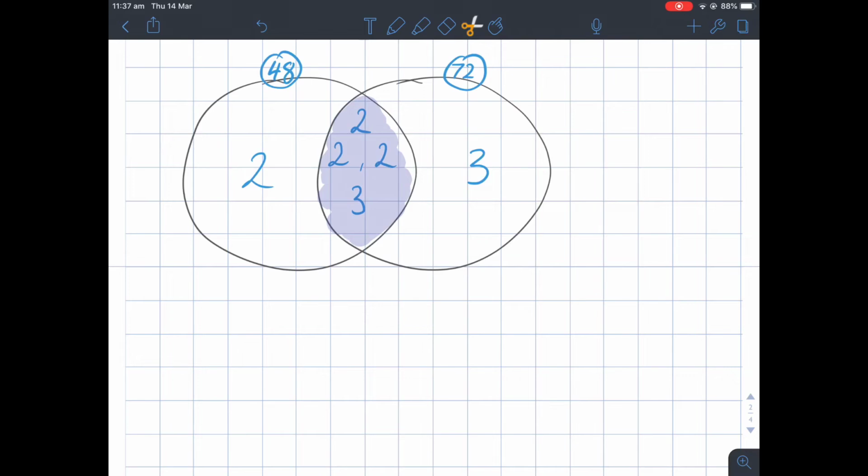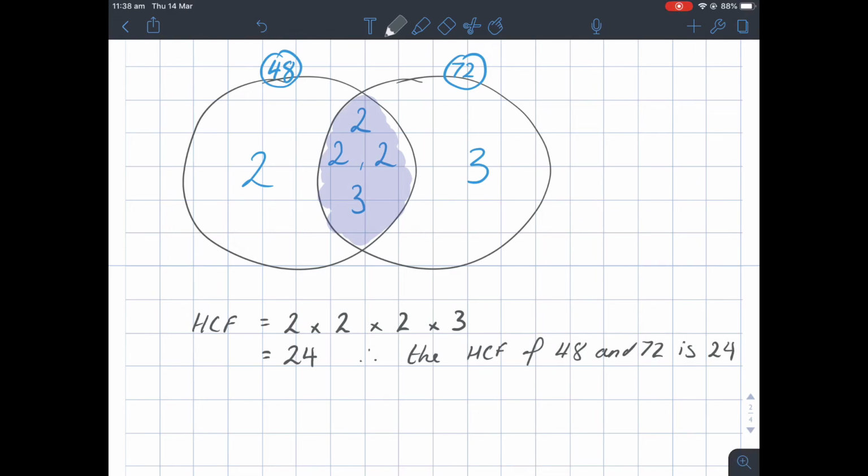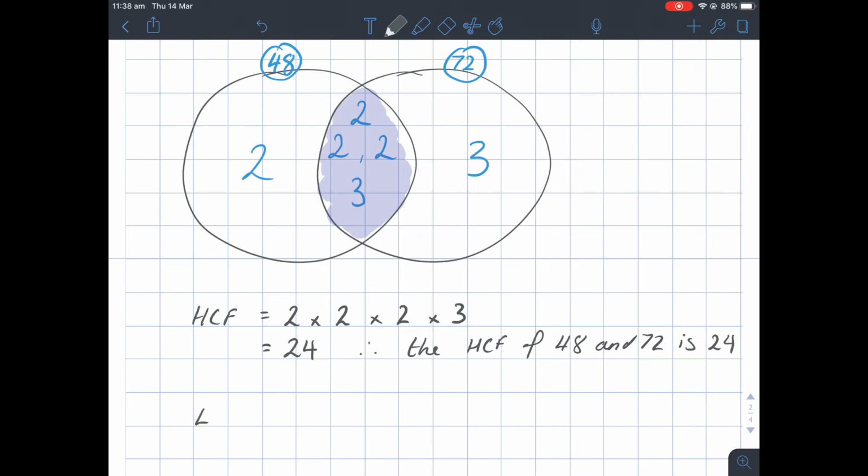Now, to find the highest common factor, we look at this common section of the Venn diagram, the part that we've shaded in, and we write that the highest common factor is equal to all of those common factors multiplied together. So we've got 2 times 2 times 2 times 3. If we work that out, 2 times 2 is 4, times 2 is 8, times 3 is 24. So therefore, the highest common factor of 48 and 72 is 24.